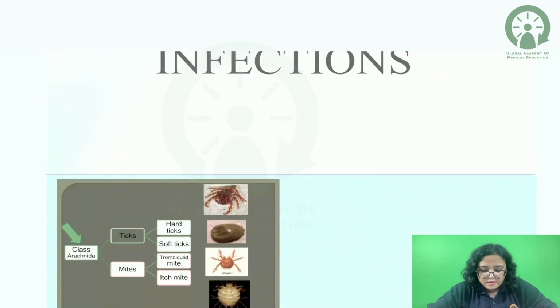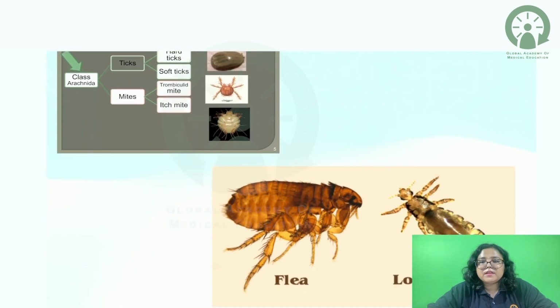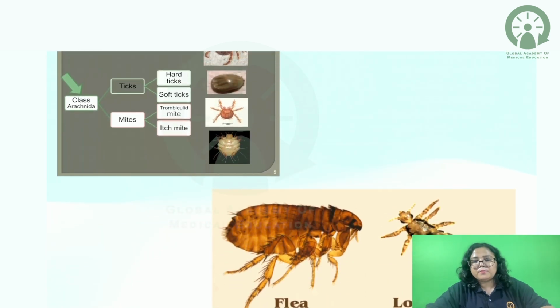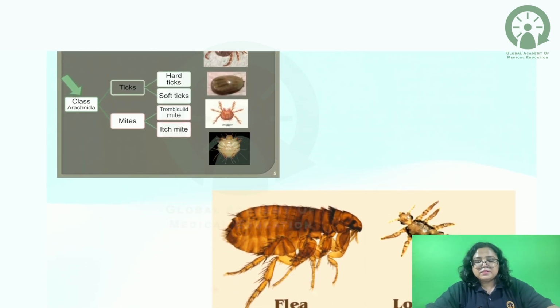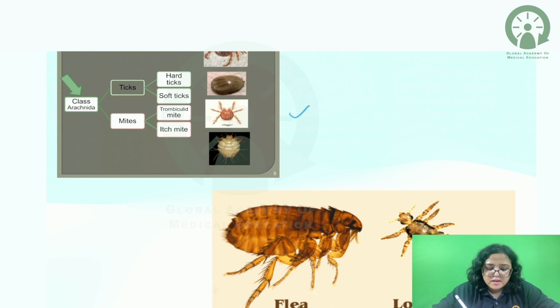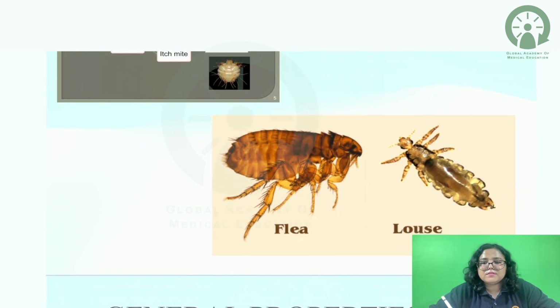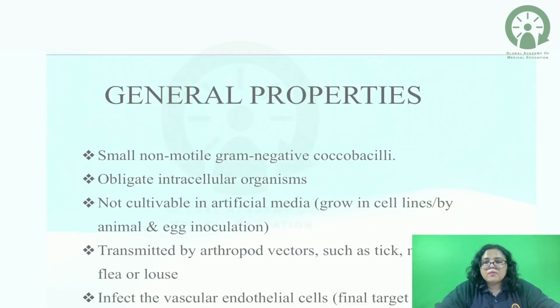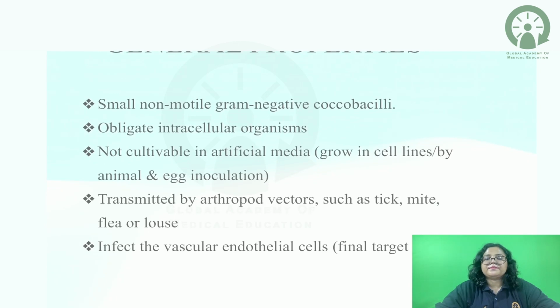So, when we see this image, we see some arthropod vectors. There are ticks, hard and soft ticks, then there are mites, trombiculid mites, and we have flea and louse. These are also vectors for various rickettsial infections. Now what are rickettsial infections? Some general properties about them.